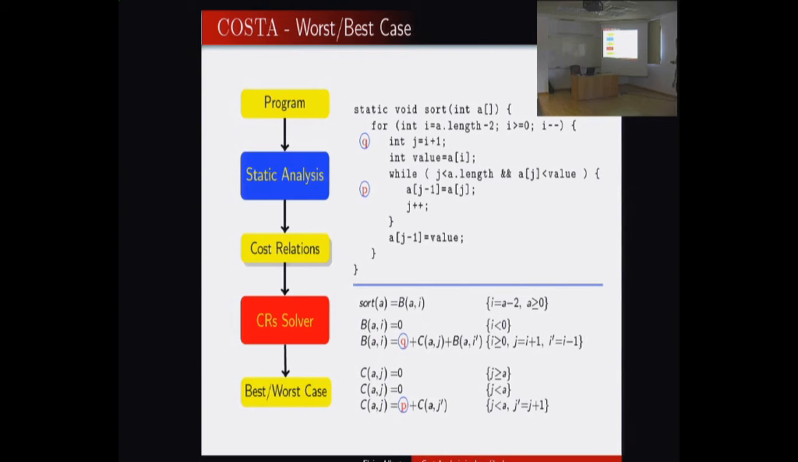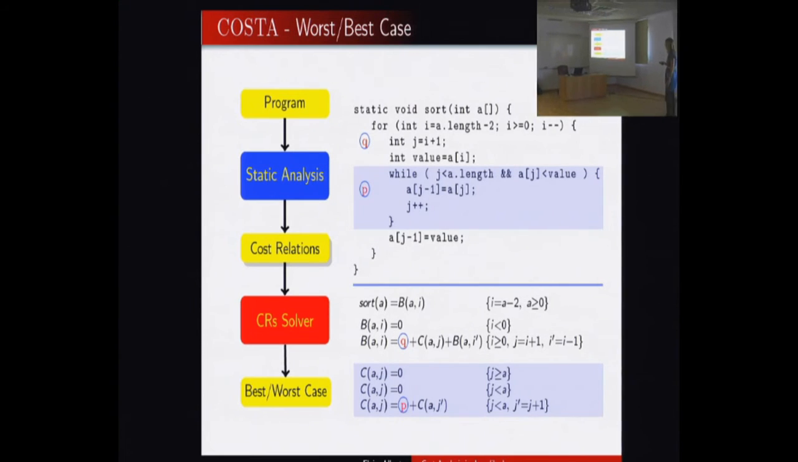How do we do it? For each of the methods, we look at the loops that we have inside the method. For example, in this sorting algorithm, first we compute the cost of executing this while loop. For each of the loops, we define a corresponding cost relation, in this case C, that expresses the cost of executing the loop. So what is the cost of executing the while loop? We are counting instructions, and we said every time I execute the while loop, I perform P instructions.